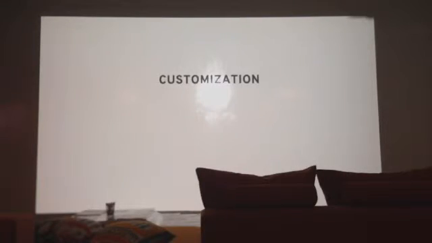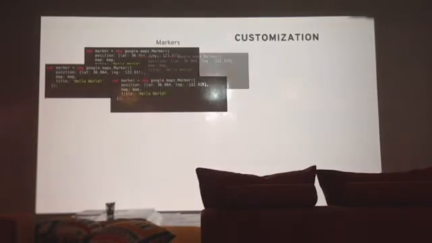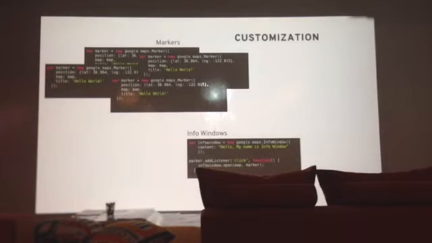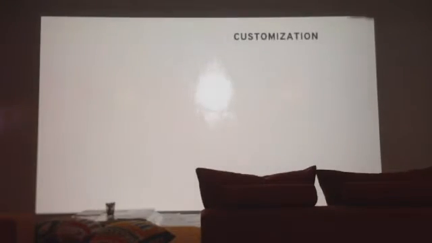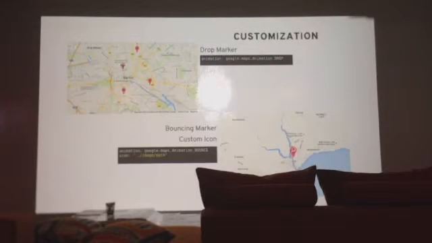So, customization. You can add a marker, give it a position with a lat long, and assign it to your map variable. You can add as many of these as you want. And here's your info window. You can add an info window and assign it to a marker that opens when it's clicked. You can add marker animations and custom icons.